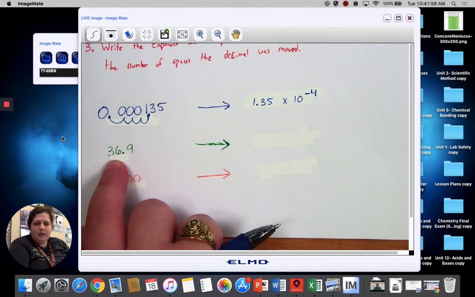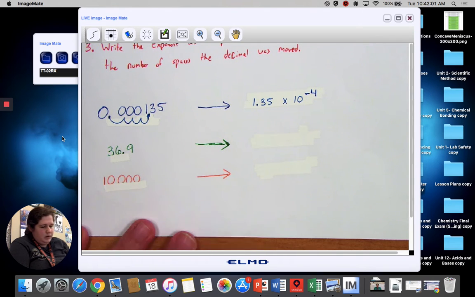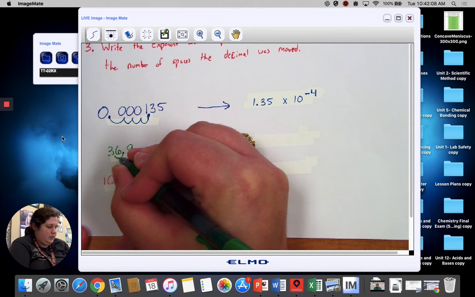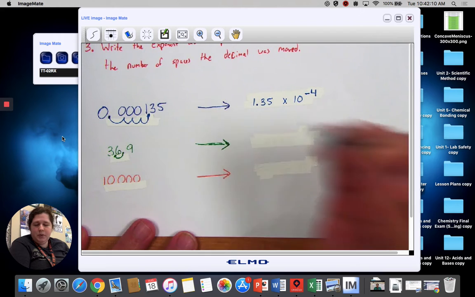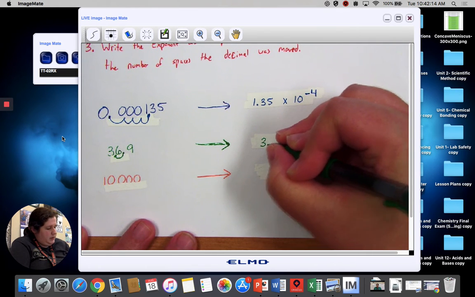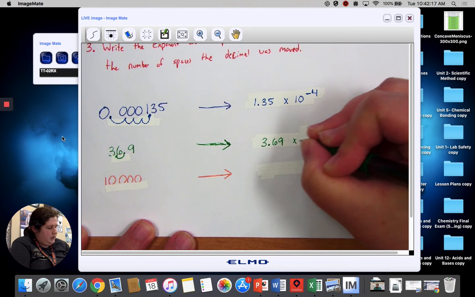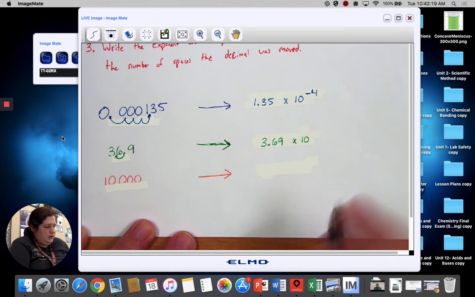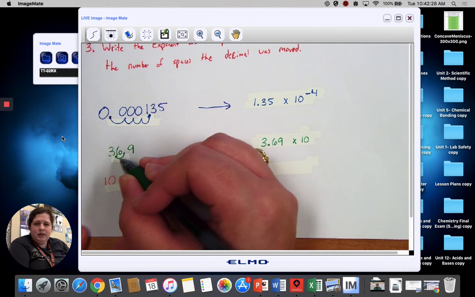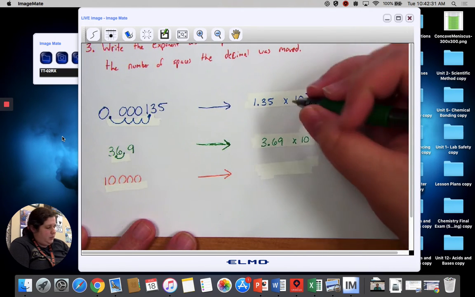3.69, or sorry, 36.9. So let's take a look at this one. There's not really much I can do with this. Okay? So I'm just going to move the decimal until there's a number between 1 and 10. 3.69. Okay? 3.69 times 10. This is technically a big number. It is greater than 1. I had to go to the left with the decimal place, so it is going to be a positive 1.